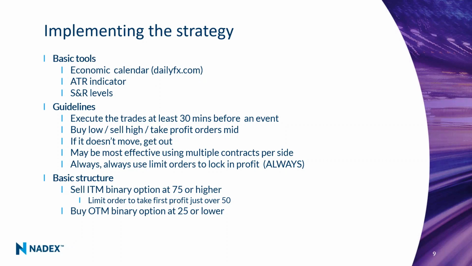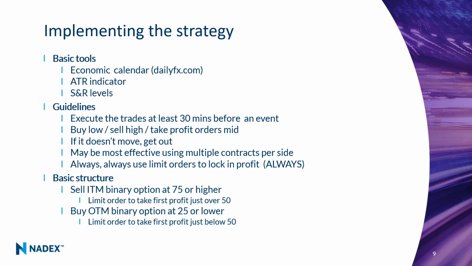There's going to be two legs to this. What I mean by legs is we're taking both sides of the market, right? We don't care if it goes up or down. We want at least one of them to fill. Ideally, both of them would fill. So in this case, we're going to buy an out-of-the-money binary option at 25 or lower. We try to keep these two legs as symmetrical as possible, even though it doesn't always work, but it's very easy to do with binary options. On this limit order, you're going to take your first profit just below 50, so maybe at a 45, 47, 48.